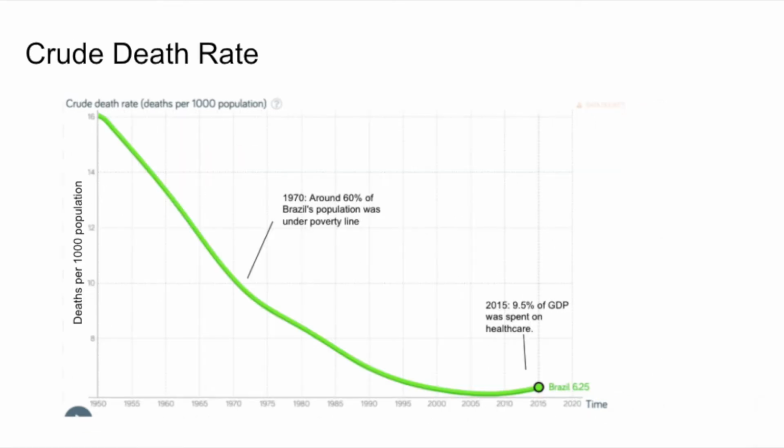This graph of Brazil shows a great decline in crude death rates from 1950 to 2015. There's been a slowing down of the death rate. The reason for this is the expansion of the public health system, urbanization, and sanitation over the years.